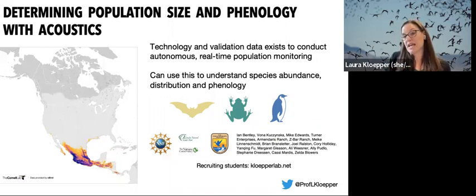We have the validation data, at least really strong for bats, meh for frogs, for penguins, I don't know, to conduct autonomous real-time population monitoring. But we can use this for species abundance, distribution, and phenology. So you can start to think about other dense aggregations of species that this might be valuable for. Other marine mammals like sea lions that like to haul out in large groups. I saw some comments coming through of people saying, could it work for this? Could it work for this? But this is the general concept and the new direction that we're going with.